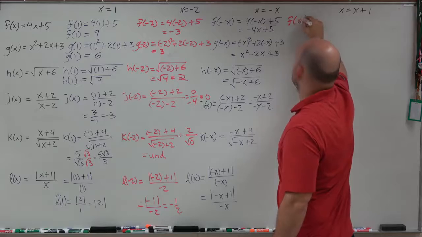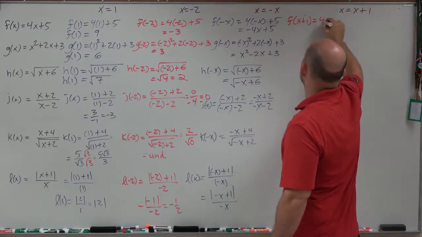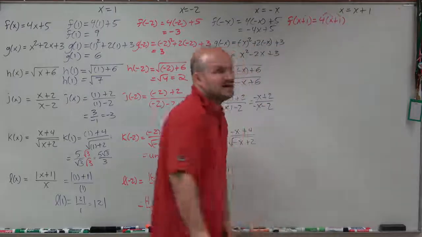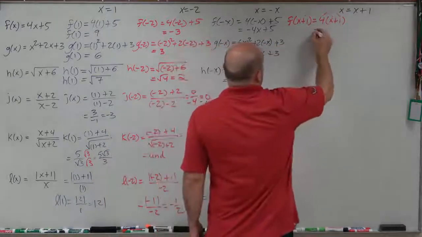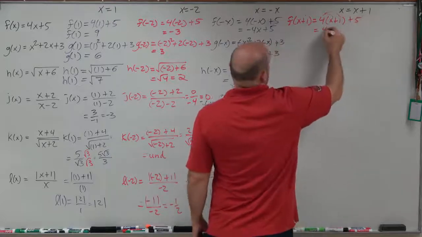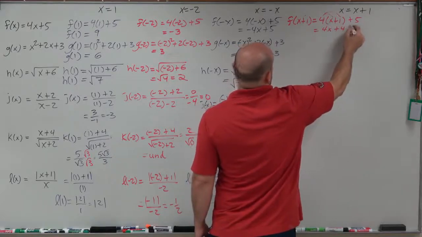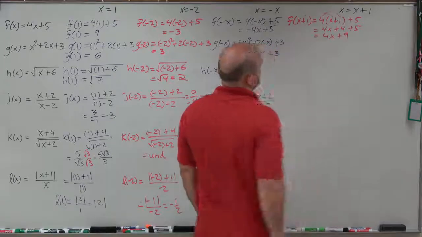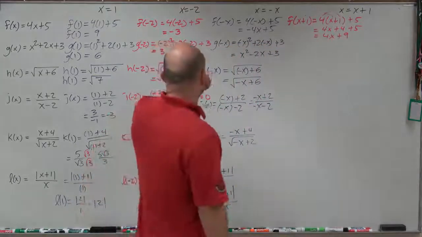So here I'm going to have f of x plus 1 equals 4 times x plus 1, plus 5. All we simply need to do is apply a little distributive property. So you get 4x plus 4 plus 5, which equals 4x plus 9. OK, so just a little bit extra work here.